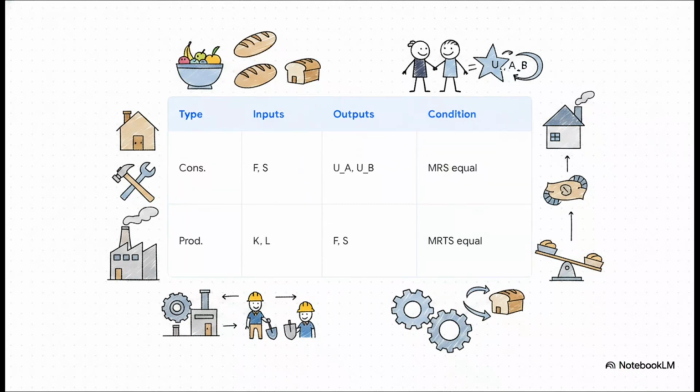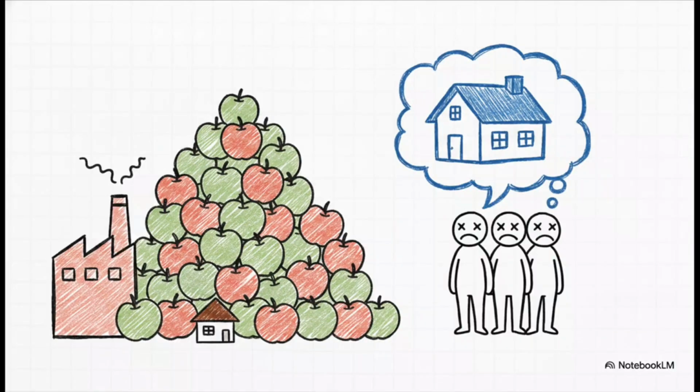This efficiency is achieved when the marginal rates of substitution, which is just the rate at which consumers are willing to trade food for shelter, are perfectly equal for everyone. Second, we have productive efficiency. In this case, the scarce inputs are capital and labor, and the outputs are the actual food and shelter. Achieving efficiency here means the marginal rates of technical substitution are totally equal across all sectors. Put simply, producers can't just shuffle labor and capital around to magically make more food without being forced to sacrifice some shelter.